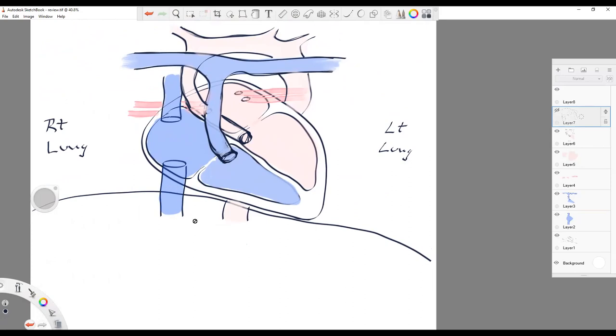Why is that? Please tell me I'm still just on the wrong layer. Anyway, this IVC here goes pretty much through the diaphragm directly in. You can't have it go through a lot of lung space because that would mess with the pressure gradient as we breathe in, breathe out. So anyways, the IVC goes pretty much directly in as it passes through the diaphragm.